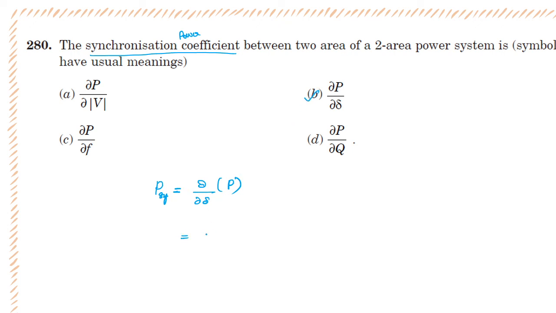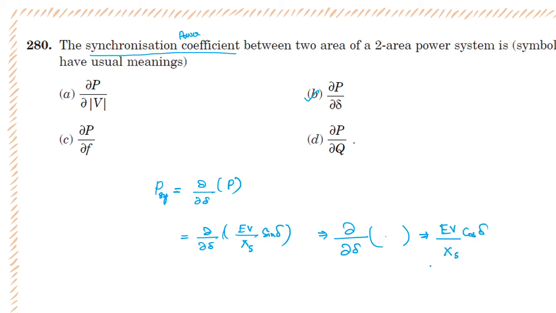But what is P? Dou P by dou delta is nothing but EV by XS sin delta. That means the synchronizing power coefficient is dou by dou delta of EV by XS sin delta, which is going to be EV by XS cos delta. So EV by XS cos delta is nothing but the synchronizing power coefficient. This is also an important conclusion from here.